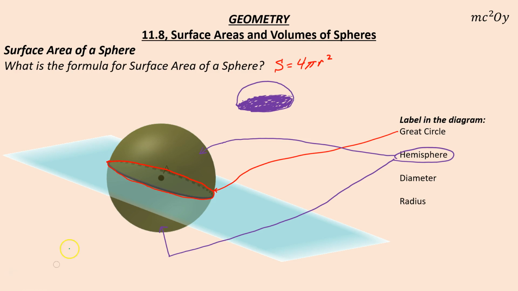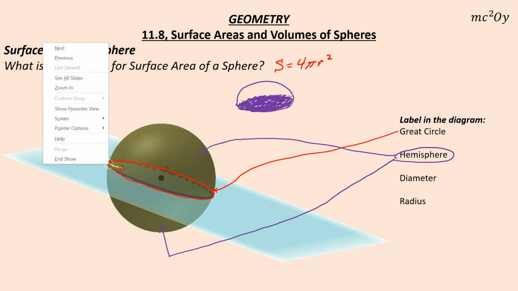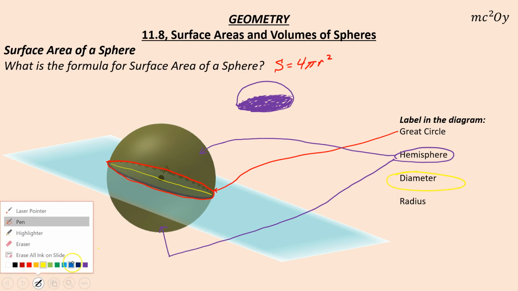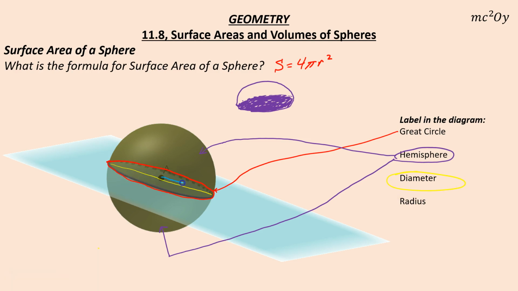The diameter of a sphere goes from one side of a great circle all the way to the other. That is your diameter. And then your radius would be half of your diameter. So if you were to go from the center out to the outer edge, that is a radius.